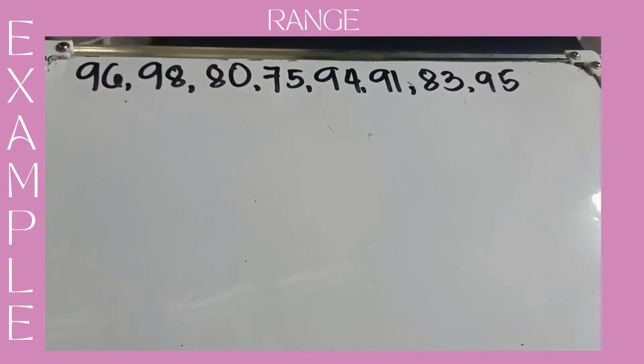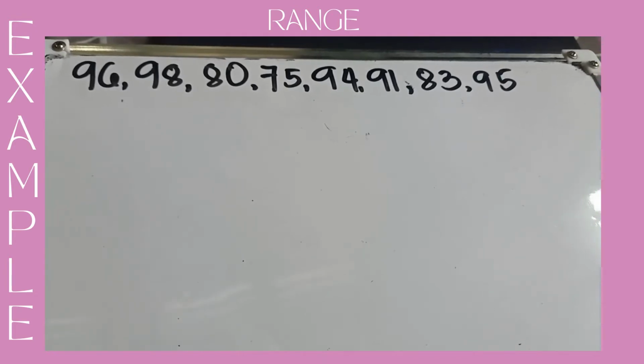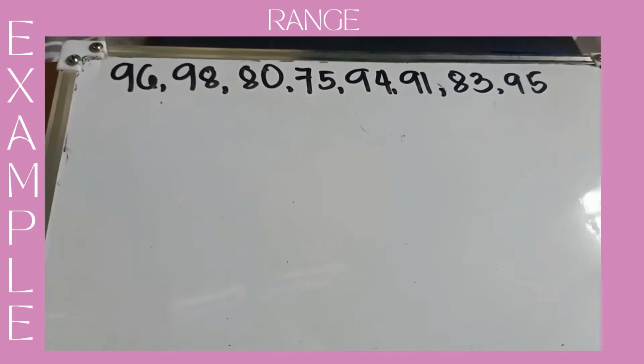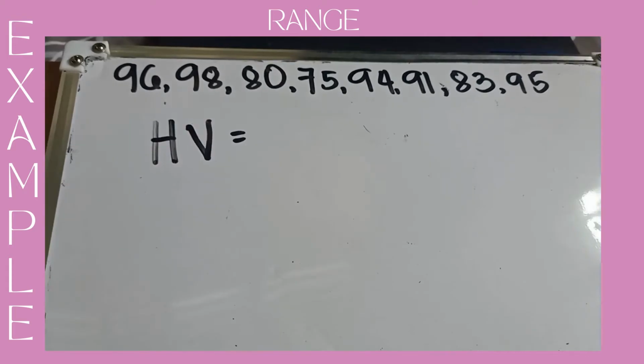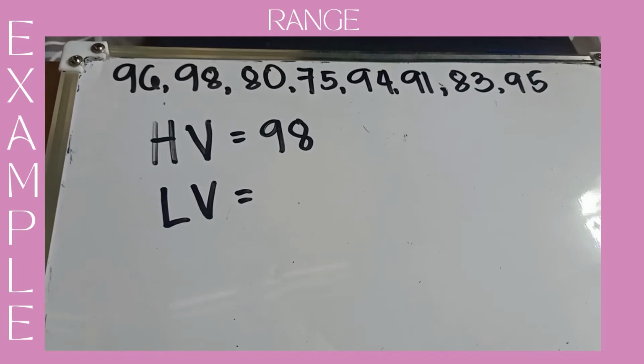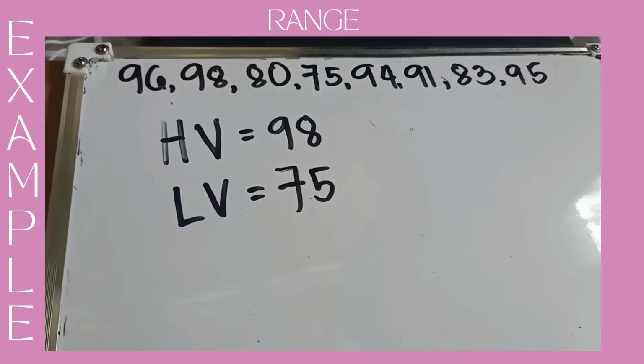Another example: let us find the range of the following given scores of students in their mathematics subject. The given are 96, 98, 80, 75, 94, 91, 83, and 95. What is our highest value? The highest value is 98, and our lowest value is 75. Alright, so let us find the range of these given scores.